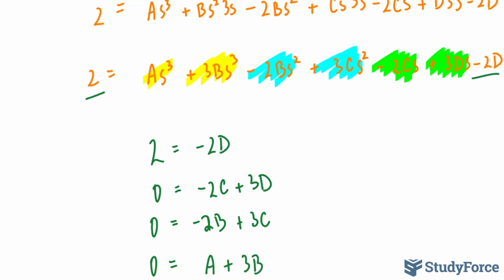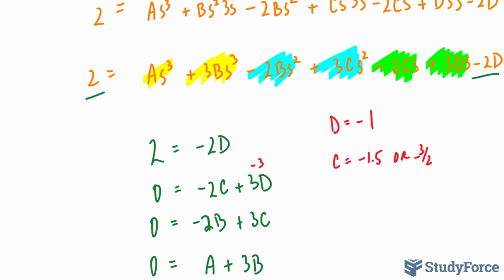Okay, let's go ahead and find out what d is equal to. d is equal to negative 1. I'm going to place negative 1 into here. That gives me a negative 3. Bringing that 3 over to the left side and then dividing both sides by negative 2 gives us c is equal to negative 1.5 or negative 3 over 2.